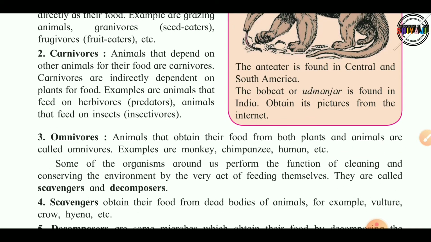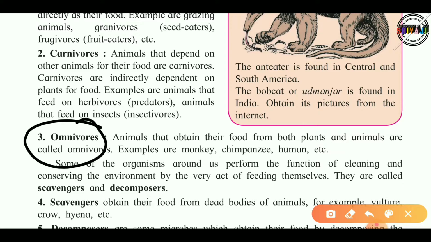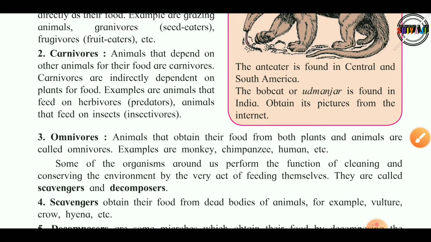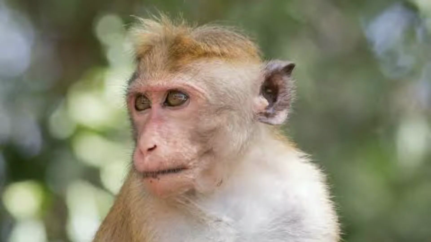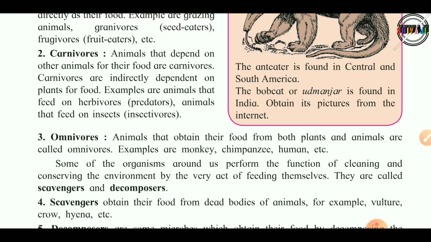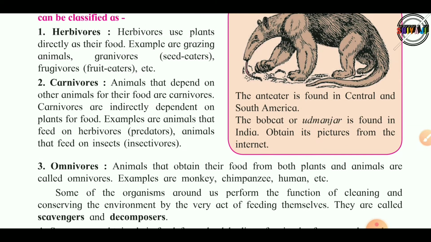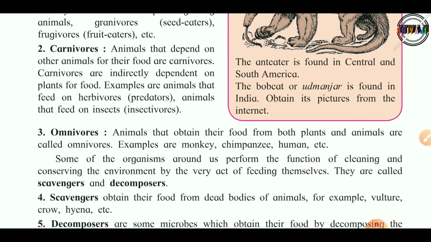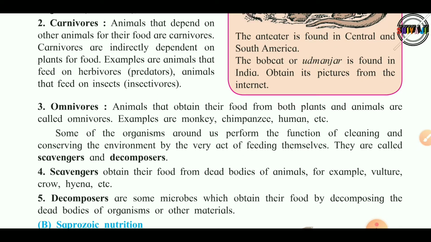Now the third one is omnivorous. Animals that obtain their food from both plants and animals are called omnivorous. Examples are monkey, chimpanzee, and human. Simply, omnivorous means they can eat animals and also plants. An example, monkey, chimpanzee, human. We are eating some flowers or plants, and we are also eating animals like chicken, mutton, and lots of things.